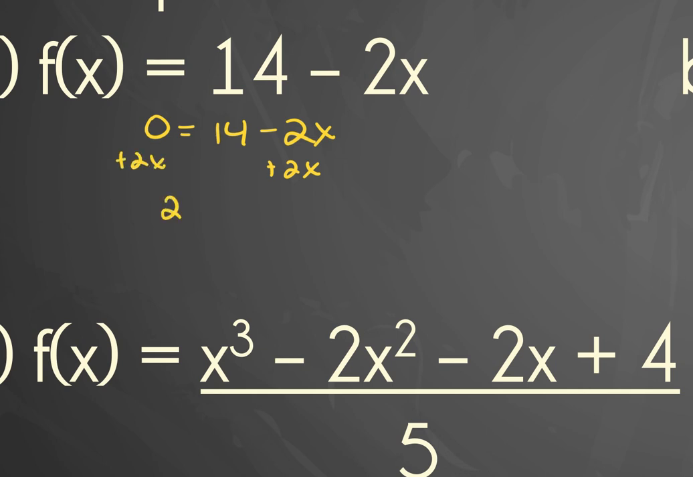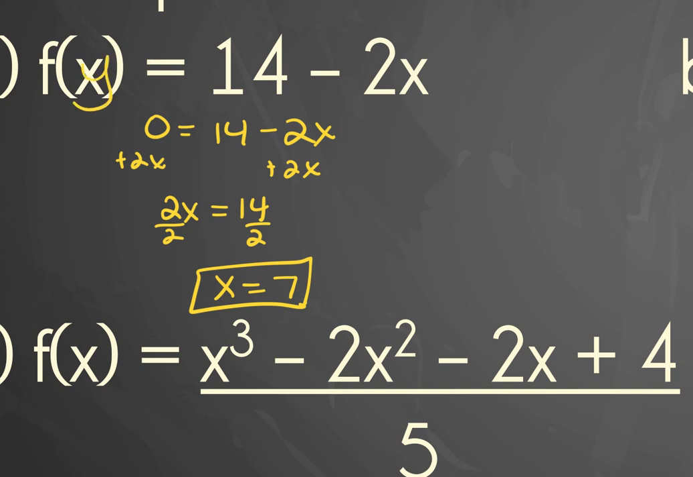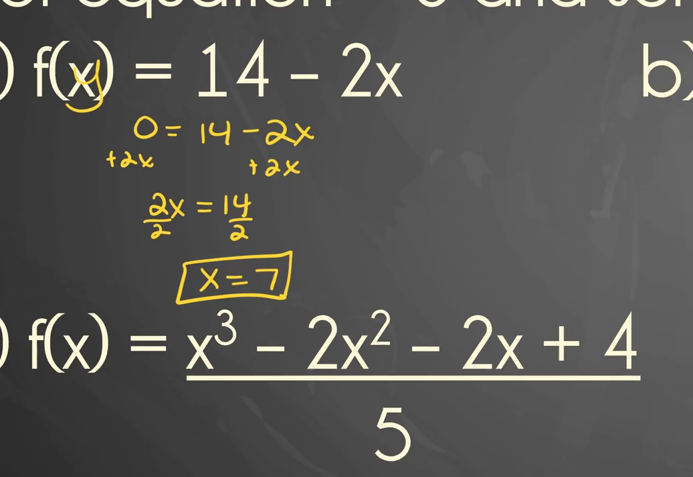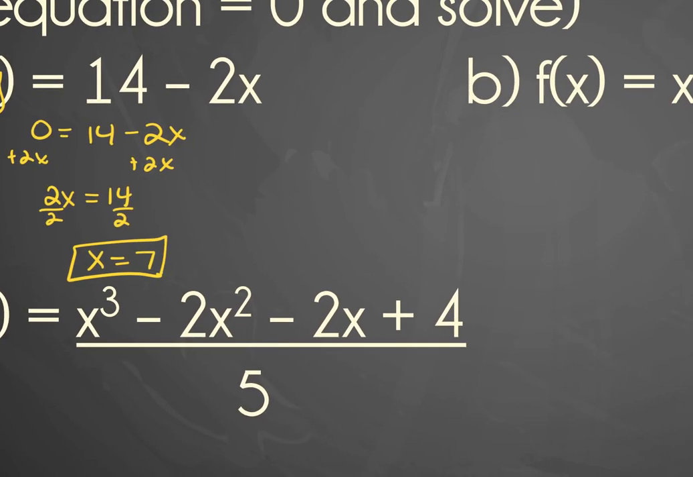Add the 2x. 2x equals 14, divide by 2. And x is 7. So if I actually had drawn this on my graphing utility, the f of x is y, so this is like the same thing as saying y equals. And I could say that that's a line, and my x-intercept is 7. No, I said it right the first time. X-intercept, where it crosses the x-axis.